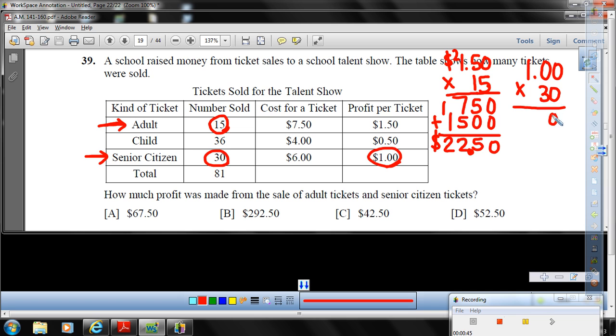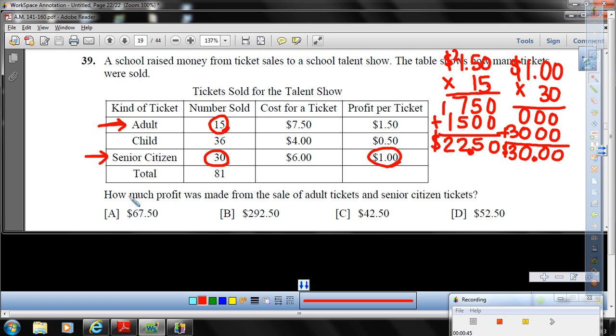0 times 0 is 0. 0 times 0 is 0. 0 times 1 is 0. Put our placeholder in. 3 times 0 is 0. 3 times 0 is 0. 3 times 1 is 3. Then we'll add these together. 0 plus 0 is 0. 0 plus 0 is 0. 0 plus 0 is 0. And then we bring our 3 down. Again, since we're working with money, we know we need to move our decimal 2 places. So we'll add that here for a total of $30.